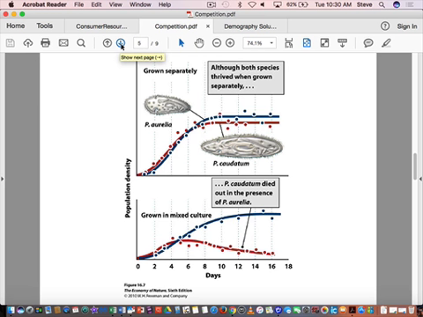Now, when you grow them in mixed culture, when you put them both in the same environment, what happens? Well, this particular species basically goes to extinction, and the other one goes to its carrying capacity. So here is the case where you have competitive exclusion. P. caudatum, this one right here in red, died out in the presence of P. aurelia, and obviously the inference would be that P. aurelia is a better competitor for some sort of shared resource.